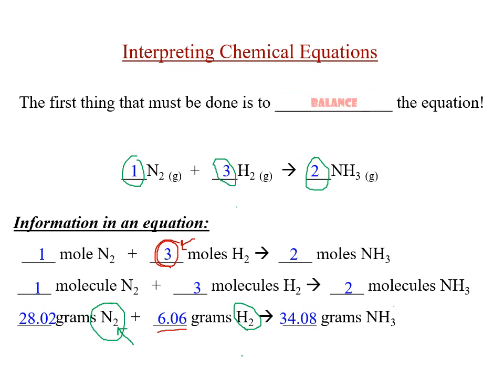Maybe you figured it out. You took a look at ammonia and you realized that the molar mass of ammonia is 17.04, right? 17.04 grams per mole. But how many moles of ammonia do we have? We have 2. So 17.04 times 2, that gives us the 34.08.